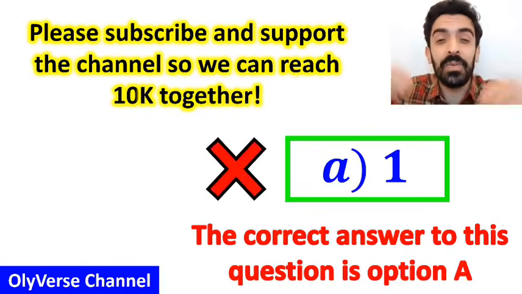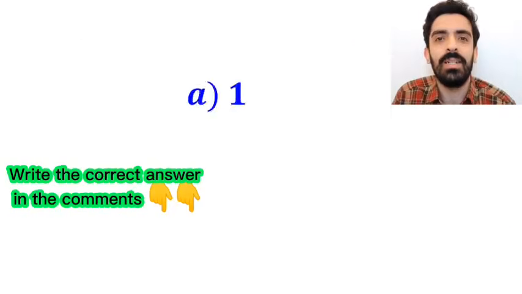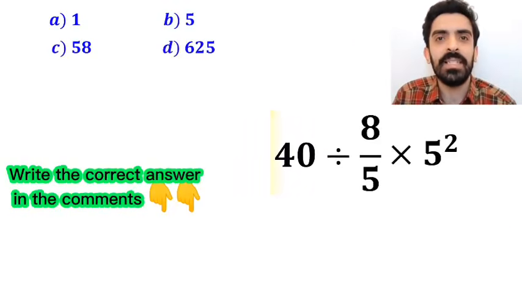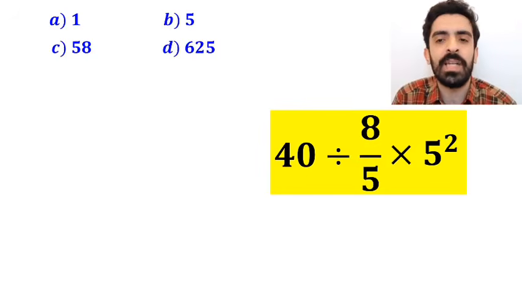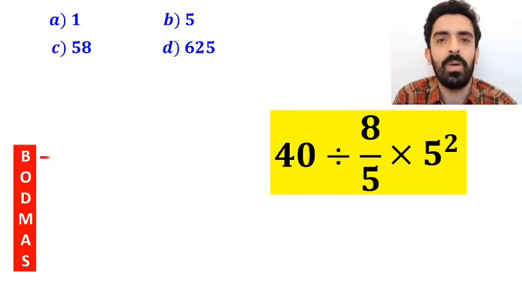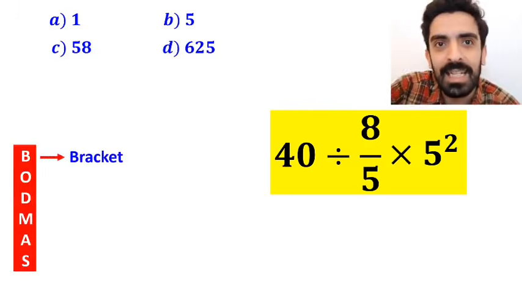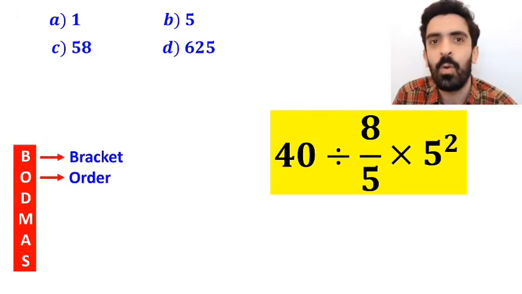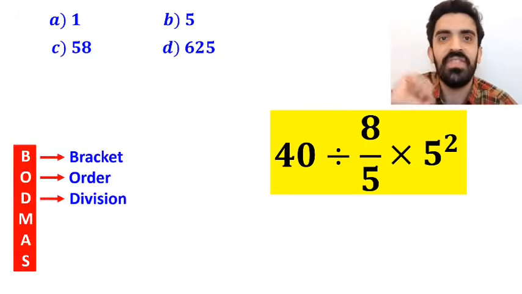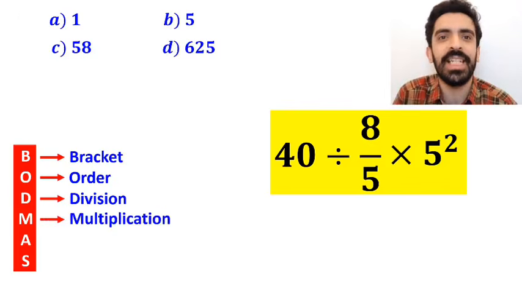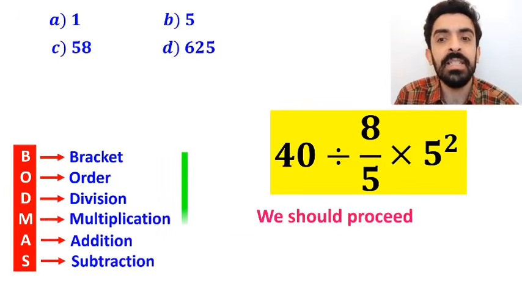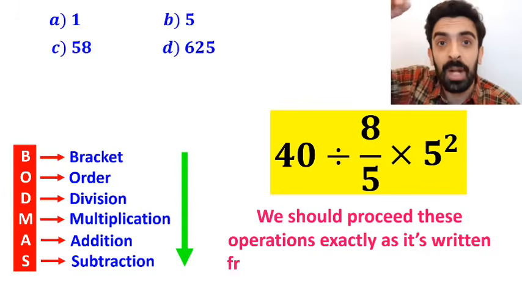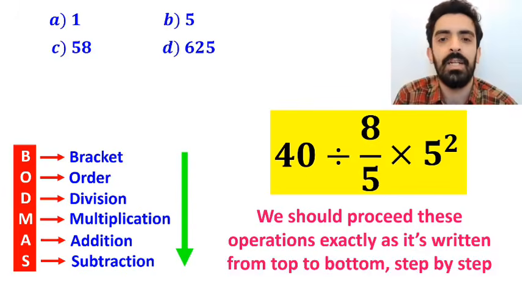However, this answer is absolutely wrong. Now let me explain step by step how to solve this expression properly. To solve this question, we must follow the BODMAS rule. In this rule, B stands for bracket, O stands for order, D stands for division, M stands for multiplication, A stands for addition, and S stands for subtraction. We should proceed with these operations exactly as it's written, from top to bottom, step by step.